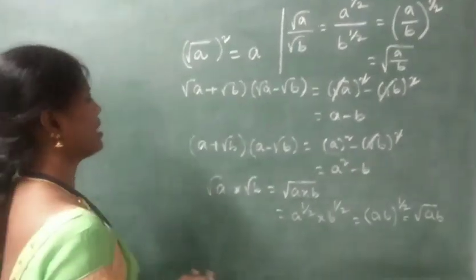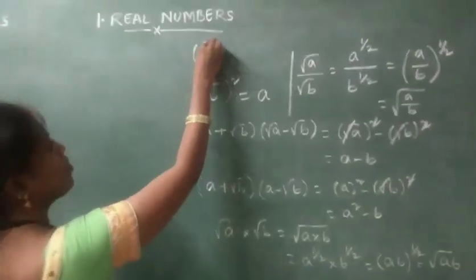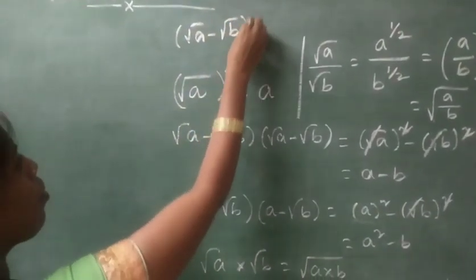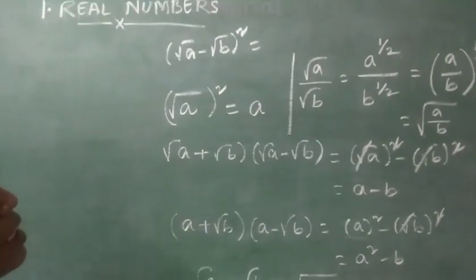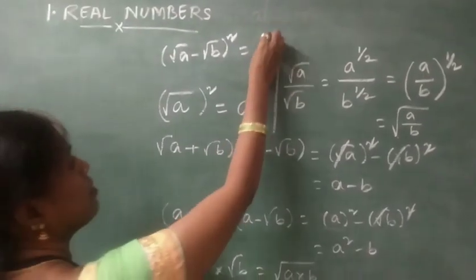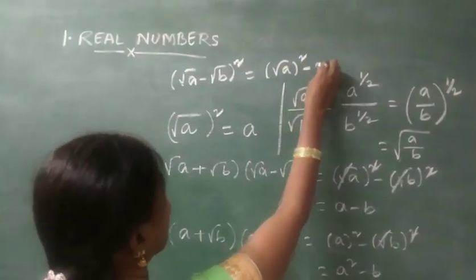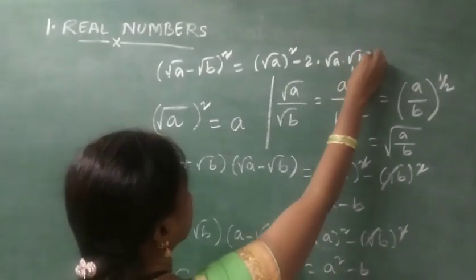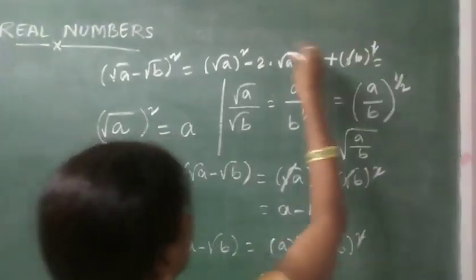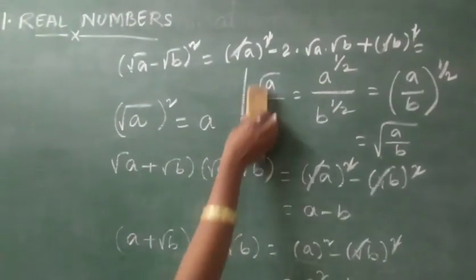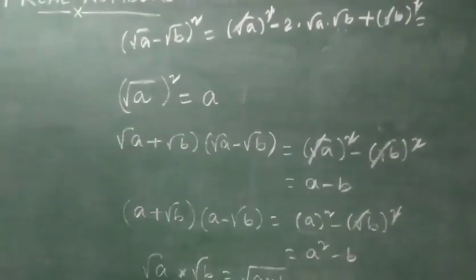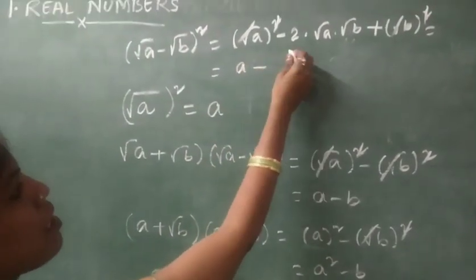And the sixth identity, (root a minus root b) whole square. What is (a minus b) whole square? a square minus 2ab plus b square. So (root a) whole square minus 2 into root a into root b plus (root b) whole square. The root and square cancel, so this is nothing but a minus 2.